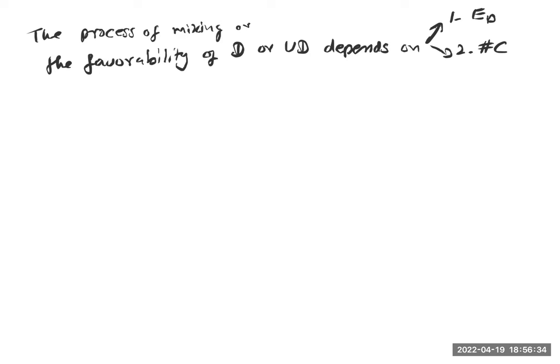Let's start by drawing this. Here's one: potential energy, number of configurations. If both potential energy and the number of configurations favor the dissolved state, that means the dissolved state has a lower potential energy and a higher number of configurations, like this. Then this is going to be always soluble, because both potential energy and number of configurations favor the dissolved state.